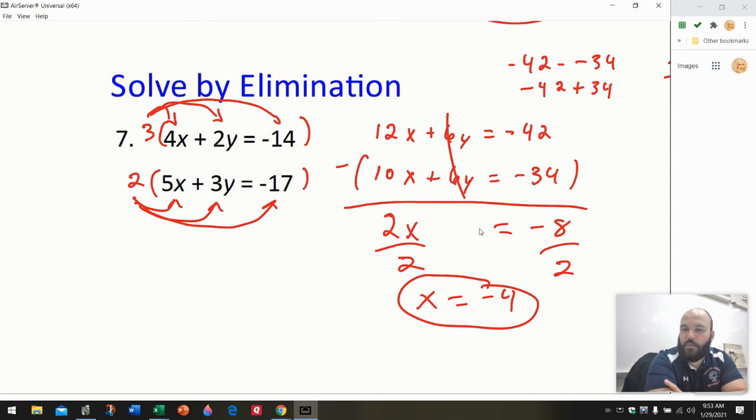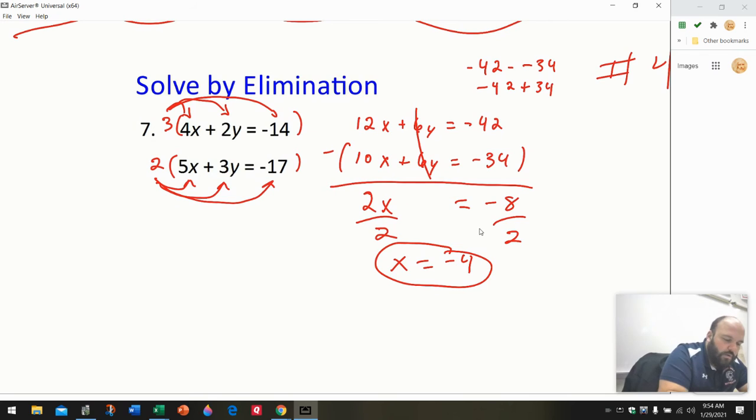We do need to get the y. And as we've done in all the previous videos, in order to get y, you need to substitute the x back into one of the equations. In this case, none of the equations are already solved for y, so it really doesn't matter what you substitute the negative 4 in for. I'm probably going to use the first equation. So we'll have 4 times negative 4 plus 2y equals negative 14.